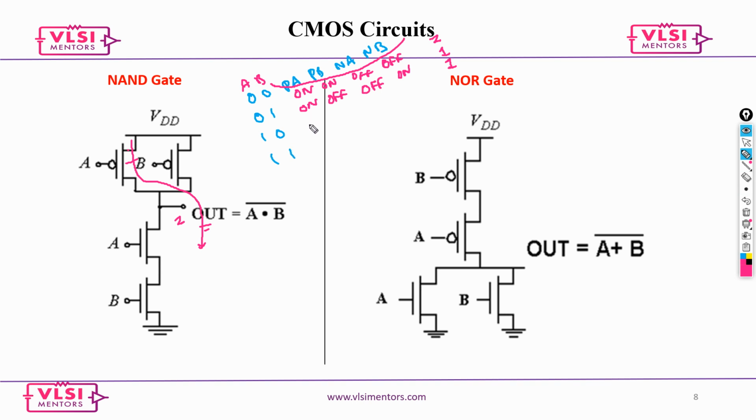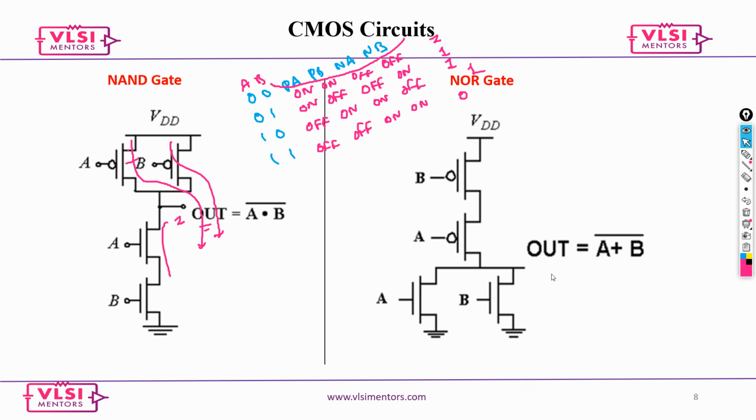What about this one? So it is going to be off. This is going to be on, and this is going to be on, and this is going to be off. So there is a path again, but there is no discharging path, okay? Because the discharging happens only when both NMOS are on. So in this case, both PMOS are off, and both NMOS are on. Now this is going to be 0. So this is how you should actually analyze any given circuit, okay? Is it clear? I normally follow this method so that I can make sure I'm not making any mistakes.